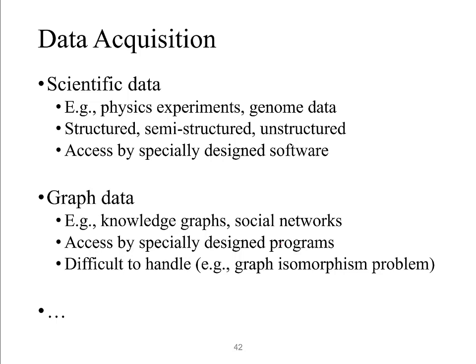And graph data. Graph data becomes more and more popular with the development of both big data and the internet and social media. For example, knowledge graphs and social networks are all graph data. A knowledge graph is an ontology to represent knowledge. Basically the vertex in the graph represents an entity, and the edge in the graph represents the relation between two entities. For example, you have A was born in location B.